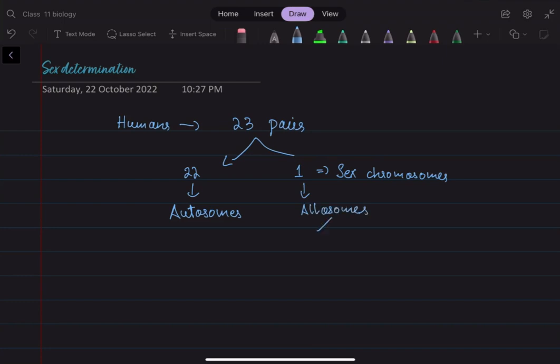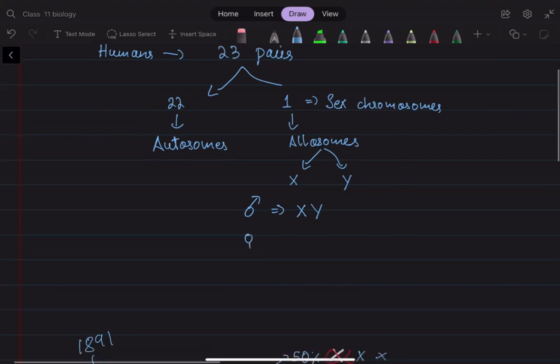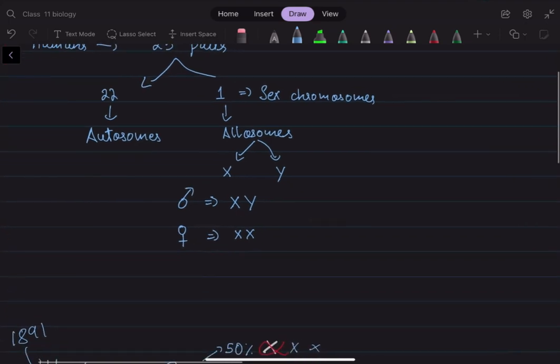So these allosomes can be of two types. They can be either X or Y. In males, you will see they have XY chromosome as a pair, and in females, you'll see two X chromosomes as a pair. So you see, males have two different types of sex chromosomes in them. So we call this male heterogamety.